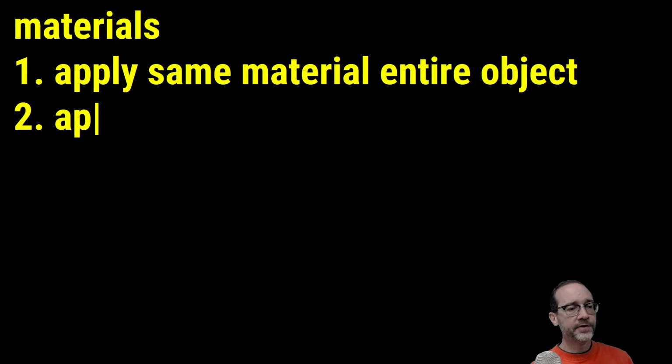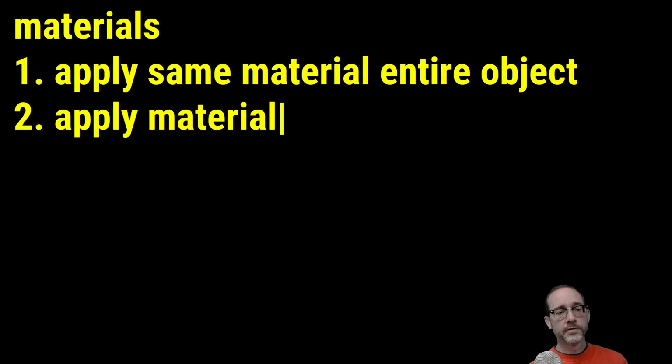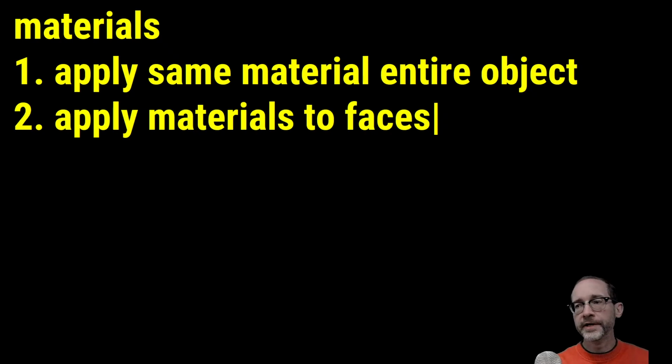Level 2 is apply materials to faces, right? Because you can't apply a material to a point or an edge. A single point or a single edge is not visible. There's no surface there. And so this is level 2, but this would be limited to the geometry of the object, right? So say you have one face that you want to be one appearance, and then another part of the same face to be another appearance.